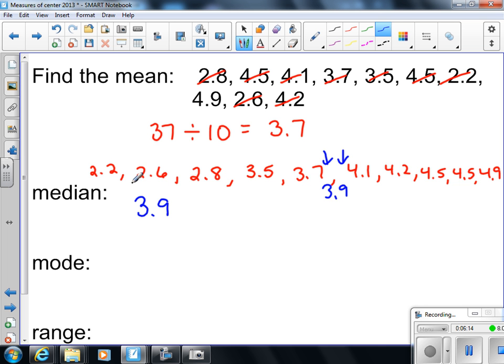Okay, what's my mode? Which one occurs most often? The only one that's occurring more than once is 4 5/10. That's correct. And your range. That's your difference between your highest number and your lowest number, which 4 9/10 minus 2 2/10 gives you what? Good, 2 7/10. Okay, so we have found not only our measures of center, the mean, median, and mode, but we've also found the range of this set of data. Are there any questions?